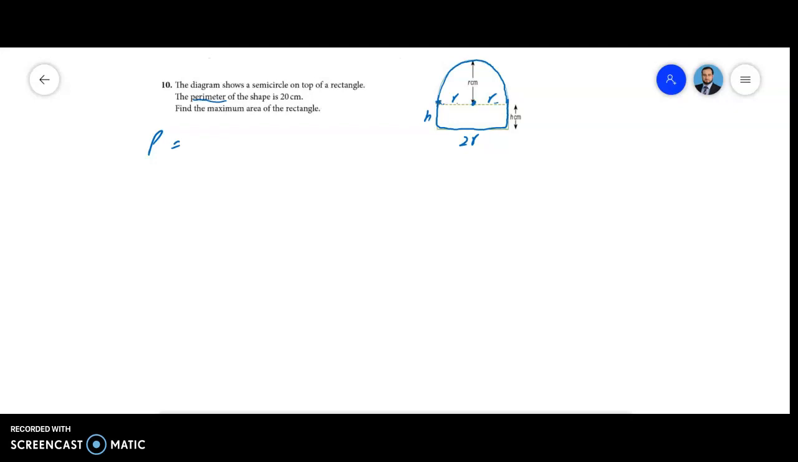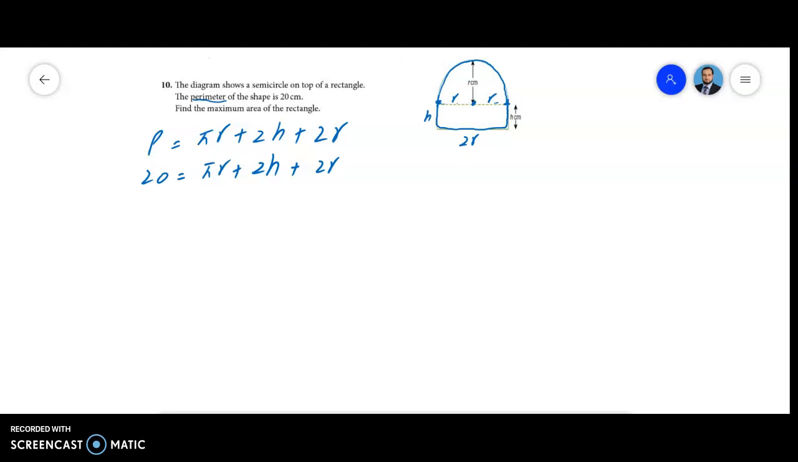And then here this is the semicircle, so the circumference of a semicircle will be half of the circumference of a circle. Since the circumference of the circle is 2 pi r, divided by 2, it will be pi times r, plus h and another h, which is 2h, plus 2r. And then we are given that this perimeter is equal to 20 centimeters, so pi r plus 2h plus 2r equals 20.